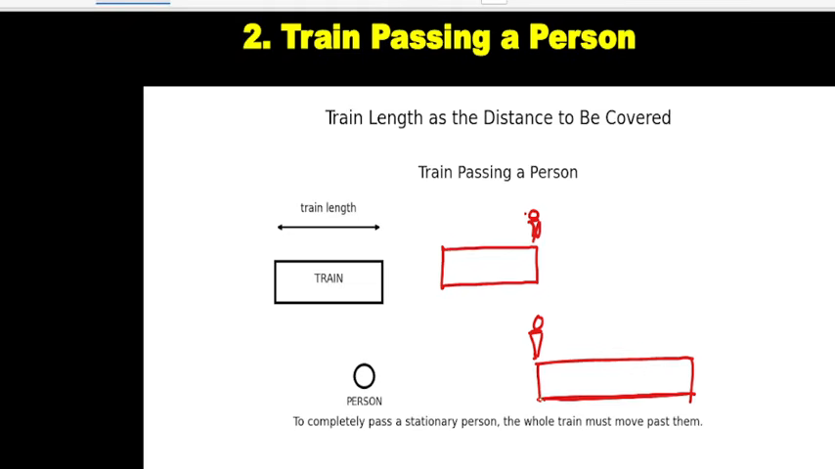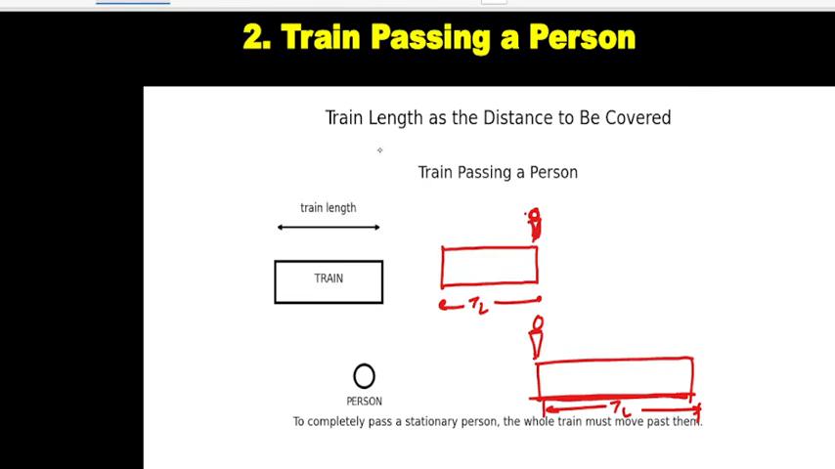So what you notice is that when this person sees the train, he'll feel like he is crossing the length of the train, right? This is the train length. So the distance traveled would be what? The distance traveled would be the train length. Yes, because you're standing and the train is passing in front of you. So you'll feel like you are covering the length of the train.